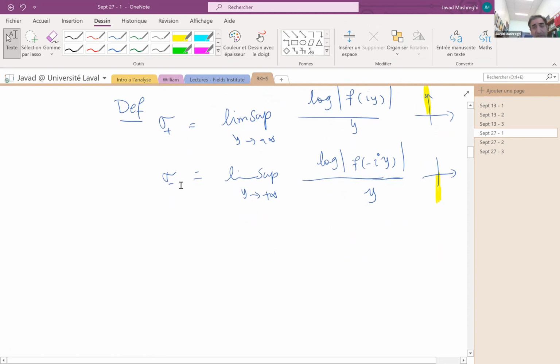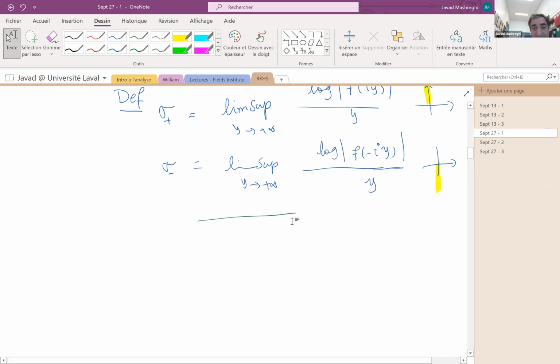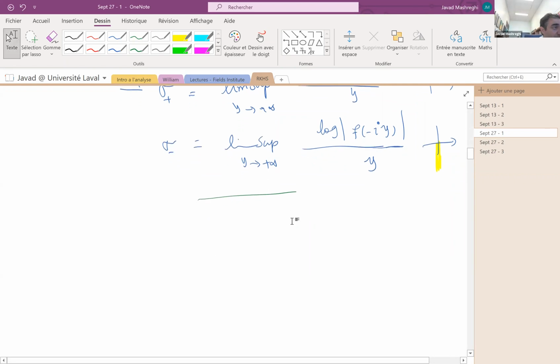Well, there's a whole theory, very rich, in the theory of entire functions, in particular entire functions of exponential type. I won't go into detail. We do not need more than that for the Paley-Wiener theorem. But if you are interested, there are many interesting books, like the book by Boas, the book by Levin, and many others. It's a very classical subject.